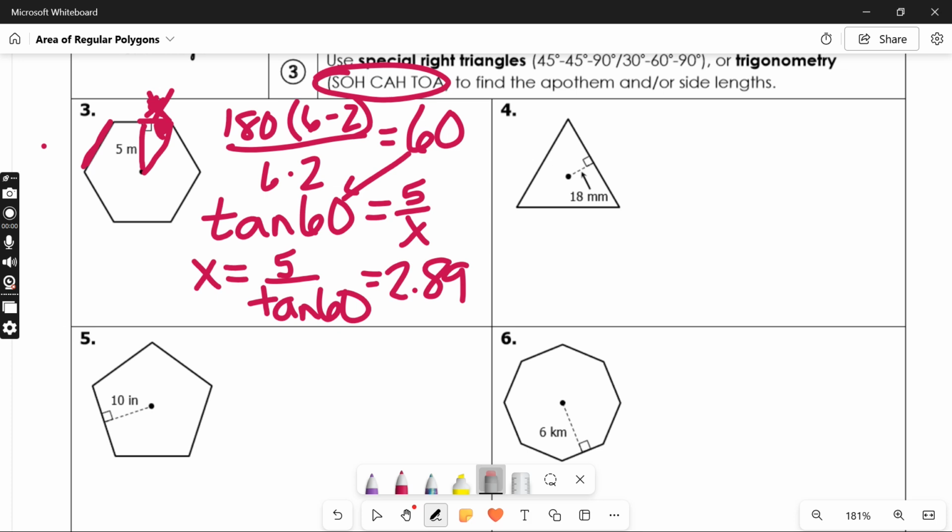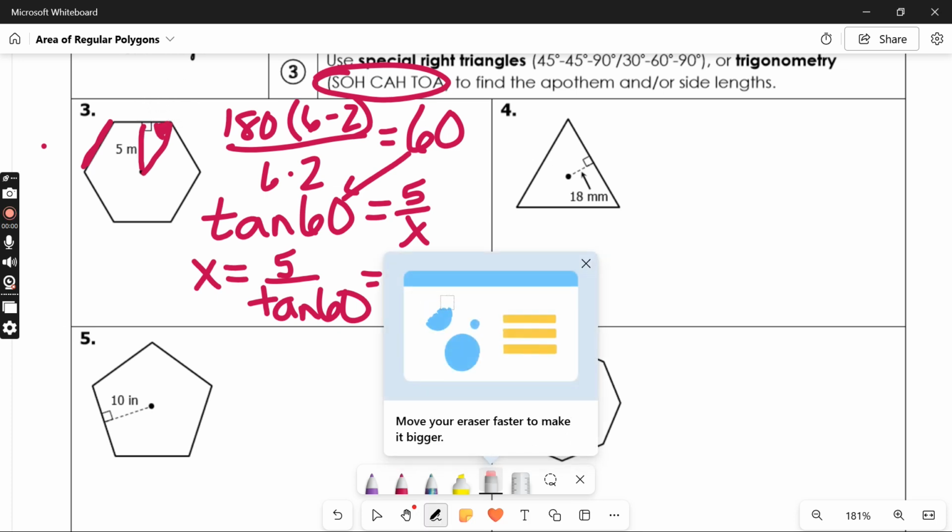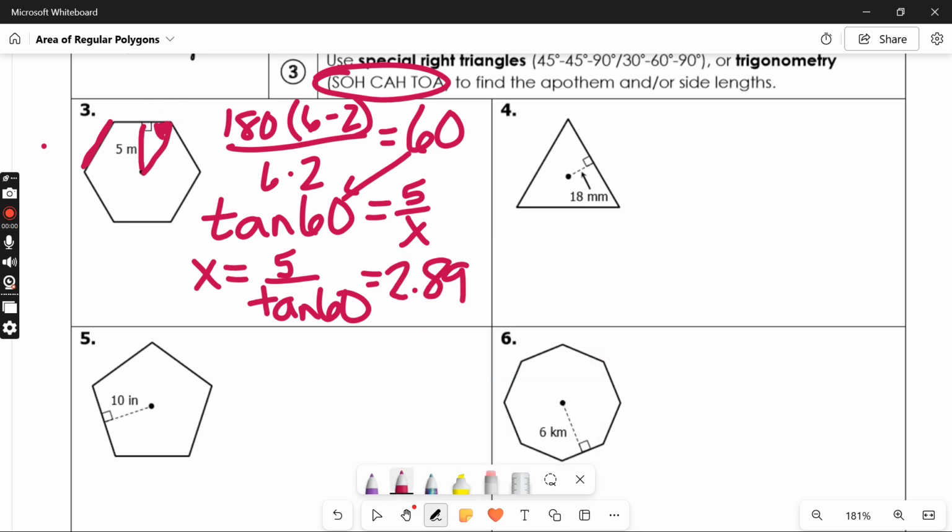Okay, so that is just this piece right here, which, if you notice, is not the full side length. It's only half the side. So what I'm going to do now is find my side length. So my side is going to be 2 times 2.89. And when I multiply 2 times 2.89, I get 5.78.